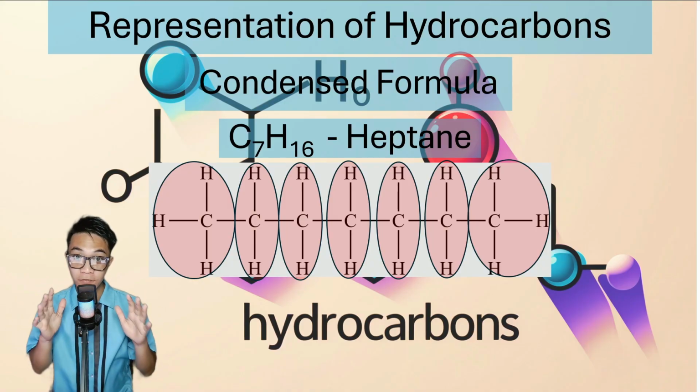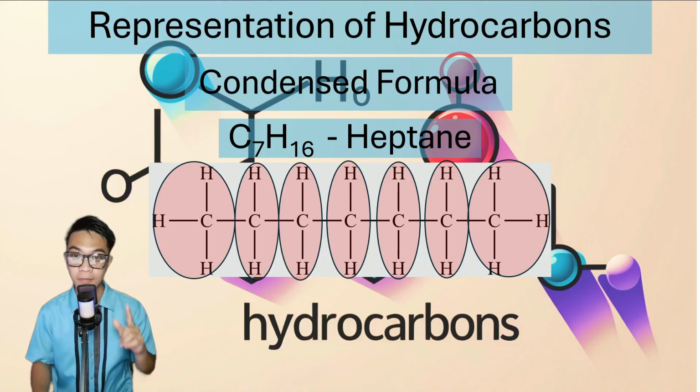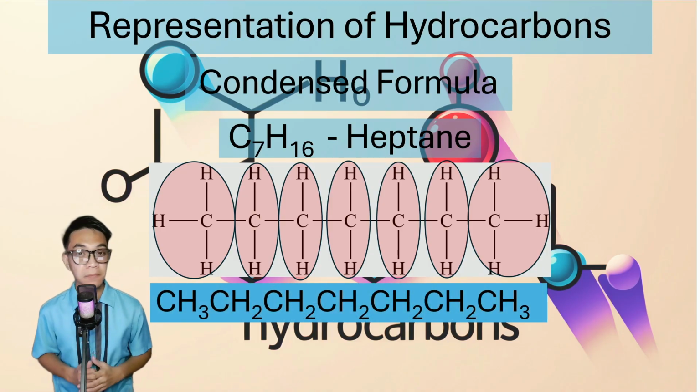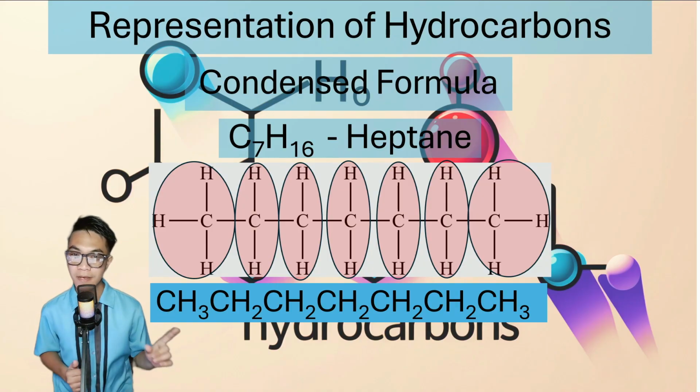And then, after we have grouped them, we just simply compress them into their molecular formula. But this is more like an expanded version of the molecular formula. In the case of our heptane, this is the condensed formula: CH3, CH2, CH2, CH2, CH2, CH2, and CH3. As you can see, we just compressed and then expanded the molecular formula to specify these individual carbon atoms and how many hydrogen atoms are connected to each carbon.